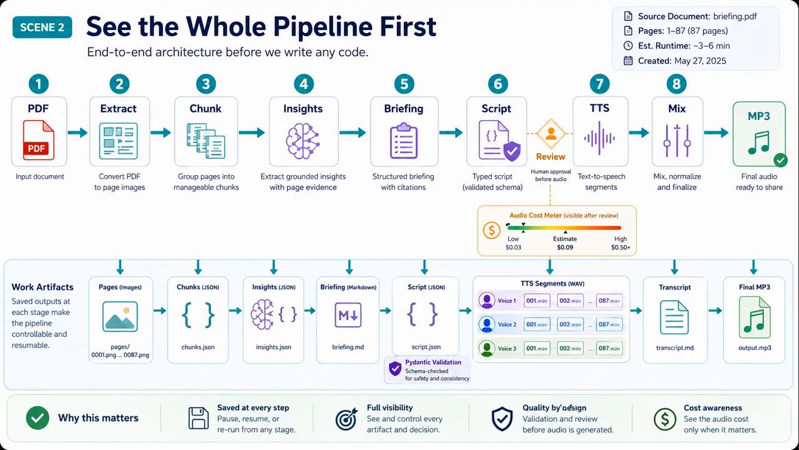A validation step checks speaker names, turn length, citations, and total episode size before spending money on audio. Text-to-speech renders one WAV file per turn, and the audio mixer inserts pauses and exports the final MP3. Saving every intermediate artifact makes the workflow editable, resumable, and easier to debug.